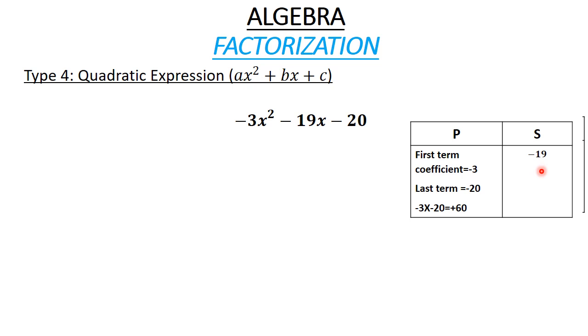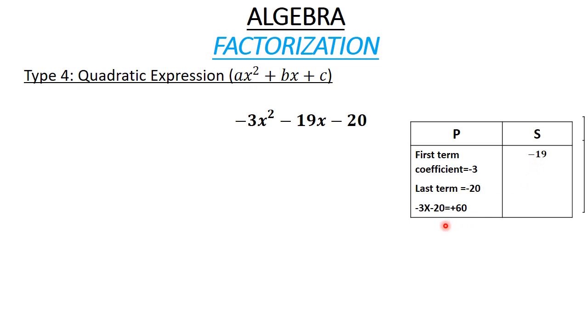10 and 6. Yes, 10 and 6 are going to give us 60. So 10 times 6 is going to be positive 60. 10 plus 6 is 16, not 19. And if we make either of them negative, still we cannot get negative 19.